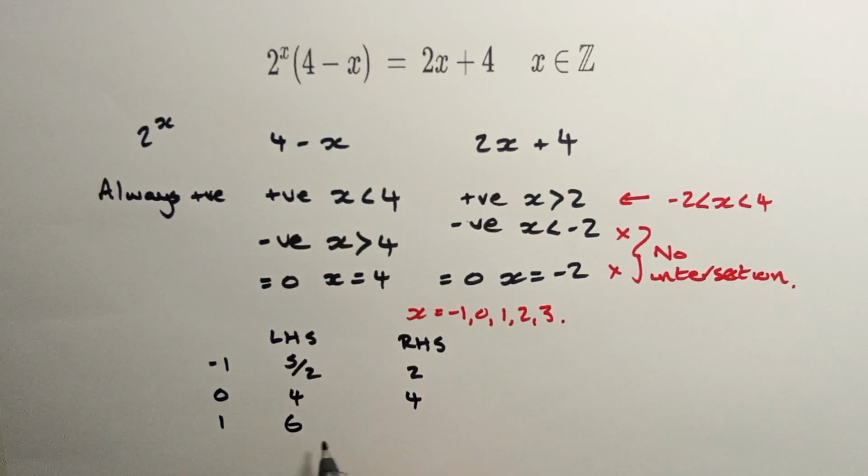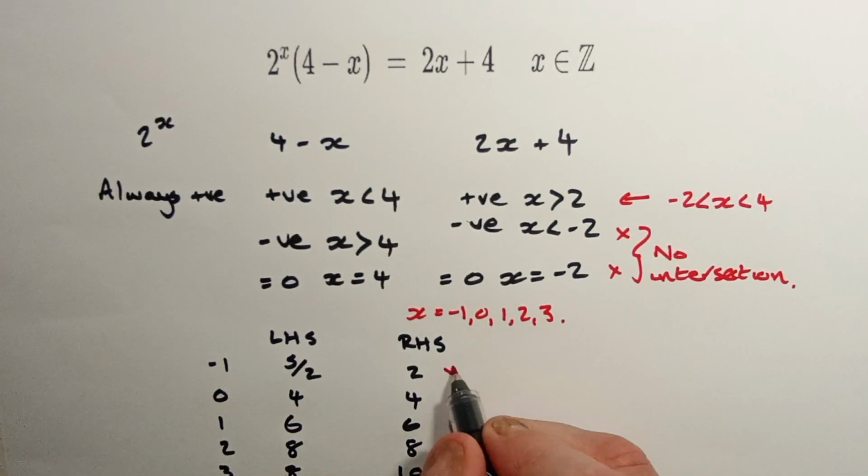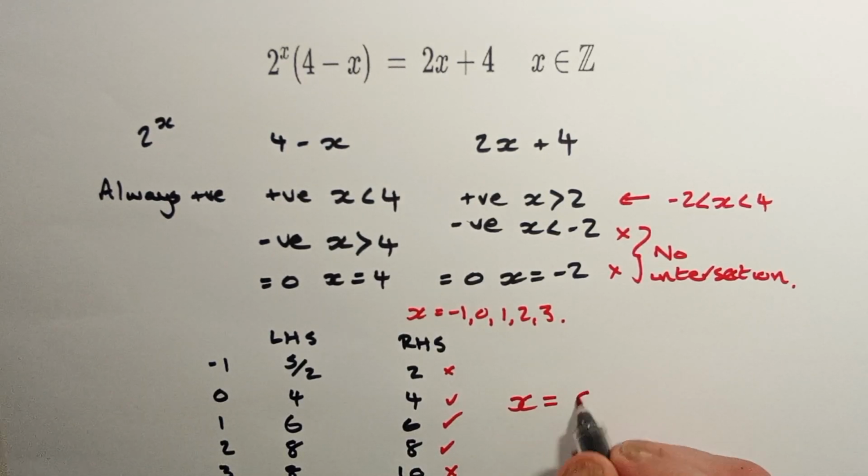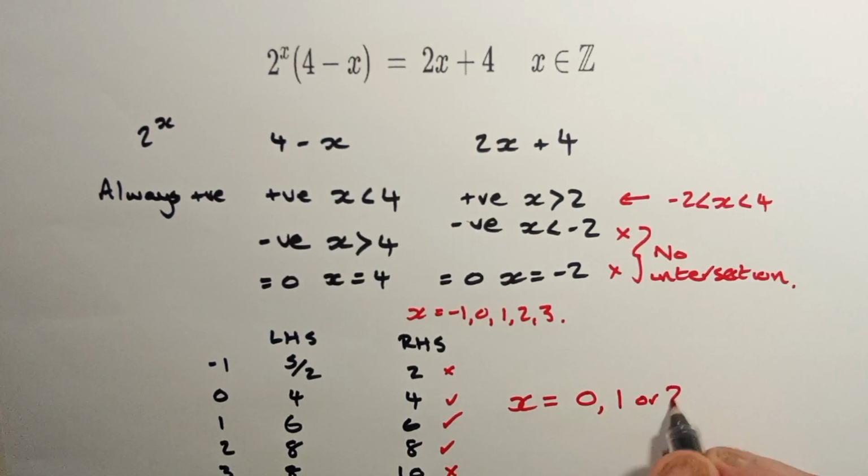When x equals 1, so 2 to the 1 times 4 minus 1 is 6, 2 times 6 is 12, sorry, 2 times 4 is 8, and the right-hand side is 8. And when it's 3, the left-hand side is 8, and the right-hand side is obviously 2 times 3 plus 4 is 10. So we can see there that only 3 of the solutions are possible. And therefore, the answer is x equals 0, 1, or 2.